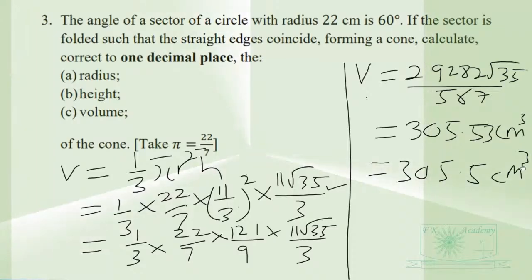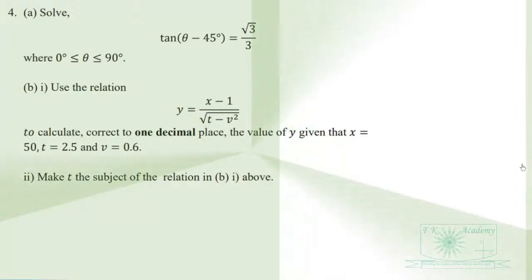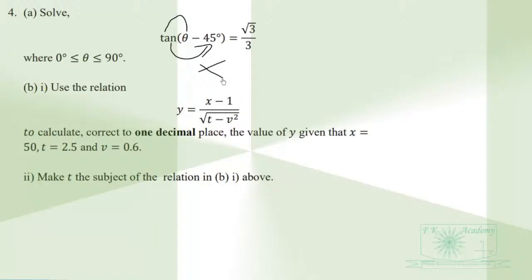Now let's look at this question. Question number 4 is on trigonometry and change of subject. The A part says we should solve tan theta minus 45 degrees is equal to root 3 over 3. So please don't use the tan to expand. No, don't do that. So the tan is a function.